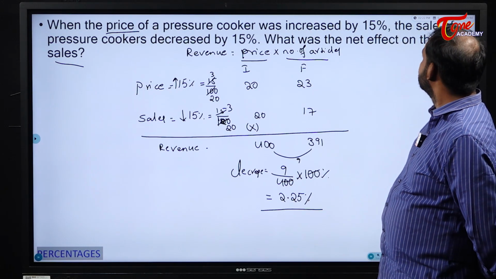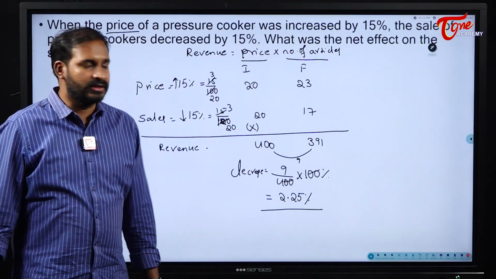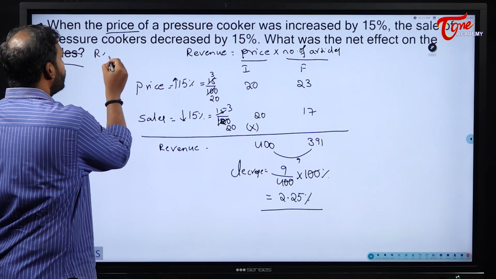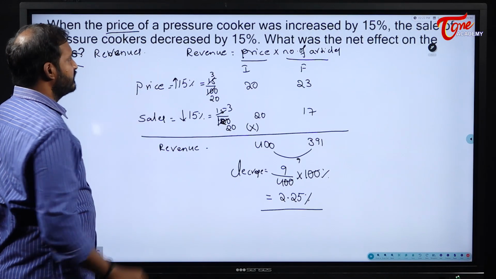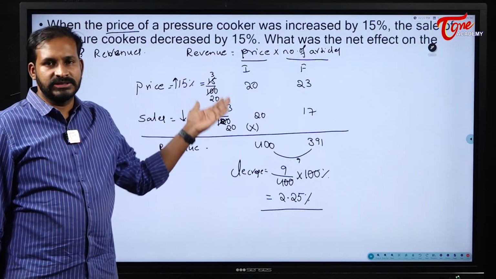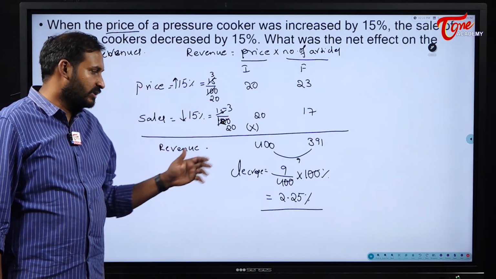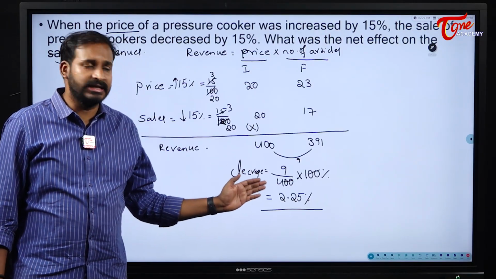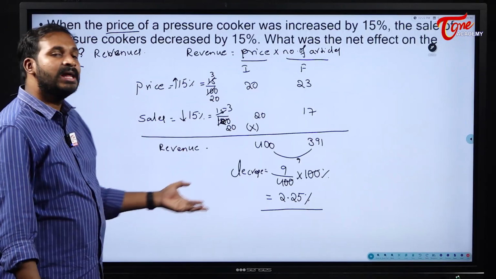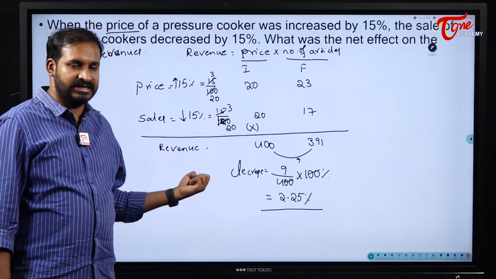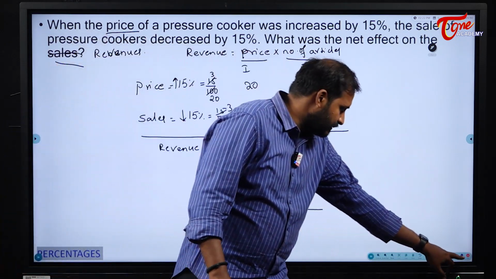Okay, not the net effect on the sales. Actually speaking, it should be the net effect on the revenue. Why? Because the effect on the sales was already given. Due to the increase in the price, the sales came down by 15 percent. So what is the net effect on the revenue? The revenue decreases by 2.25 percent. With the help of this shortcut method, we will get the answers very easily and quickly. Please try to observe these types of things.